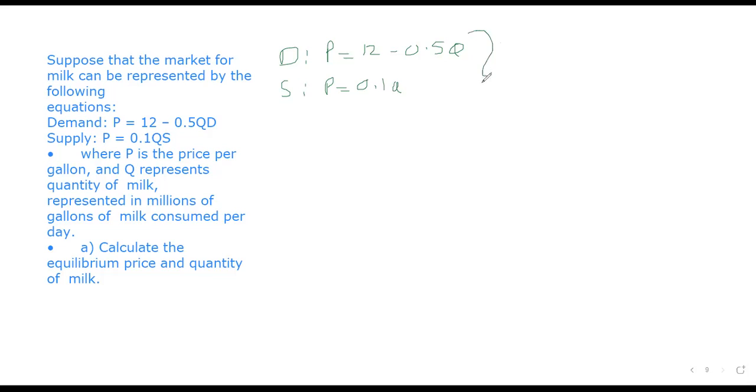Can somebody tell me what happens at equilibrium? At equilibrium, what happens? Demand and supply are equal. Yes, at equilibrium, demand is equal to supply. So we're going to equate these ones. Who's going to equate this for us?